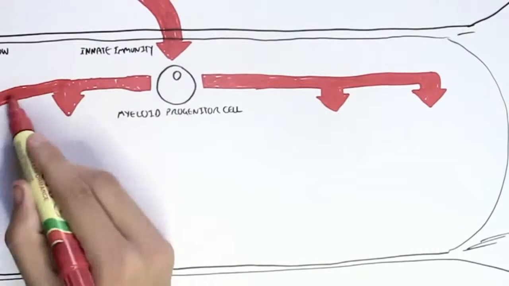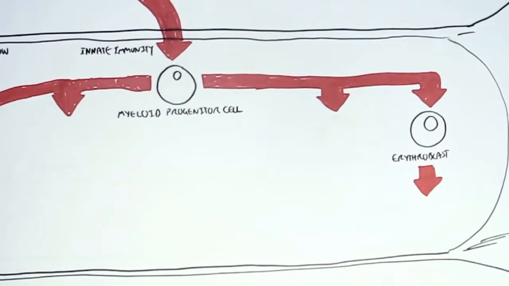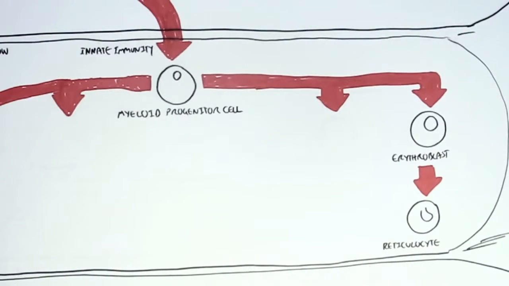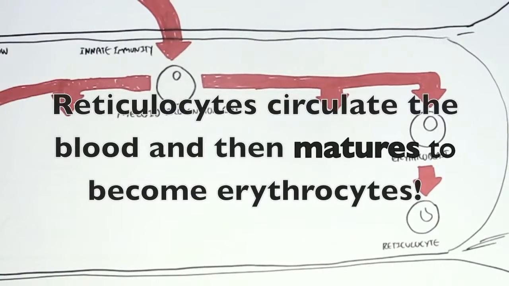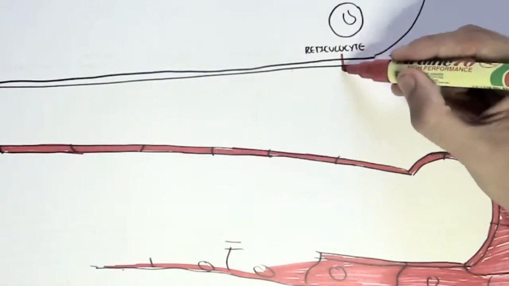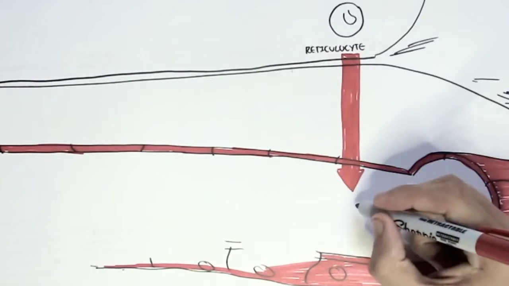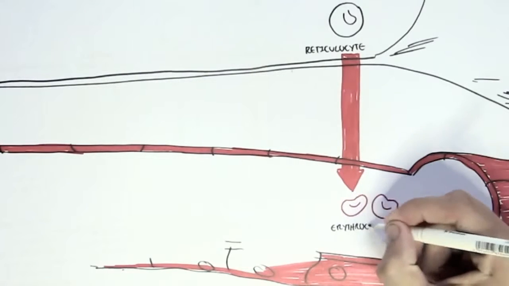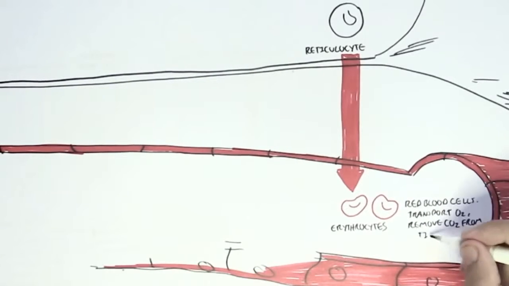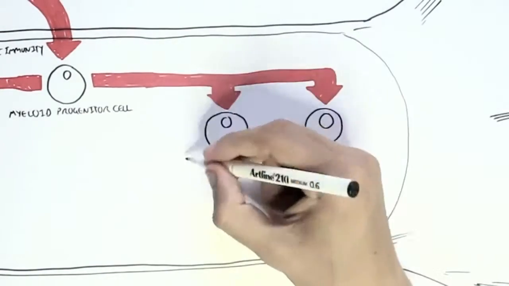Firstly, the myeloid progenitor cell can divide to give rise to what's called an erythroblast. An erythroblast can later give rise to a reticulocyte. The reticulocyte will then leave the bone marrow and circulate in the bloodstream, where later on it will mature to become an erythrocyte or a red blood cell. A red blood cell is important for our body because the erythrocyte carries and transports oxygen to different tissues, and removes carbon dioxide from our body to be exhaled out.